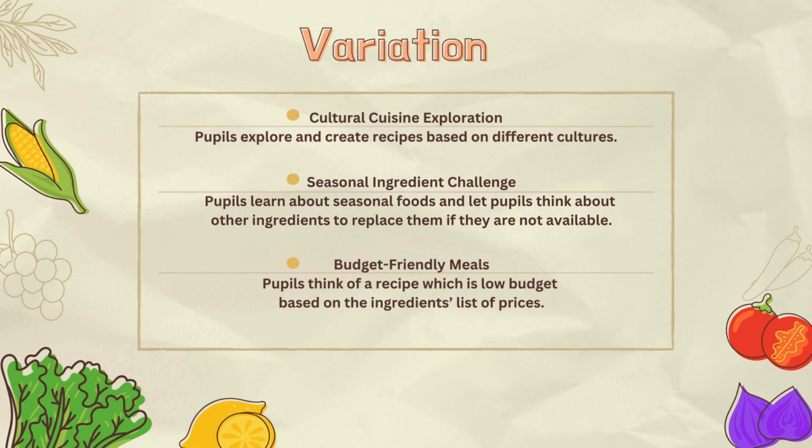This activity will promote pupils' thinking skill as pupils have to analyze and synthesize the ingredients in making that particular cultural cuisine, and also helps promote pupils' social skill. Other than that, this activity can be adapted into a seasonal ingredients challenge. By introducing seasonal ingredients or food, pupils will learn about seasonal food and think about other ingredients to replace them if they are not available. This activity will help promote pupils' critical thinking and prepare pupils to be quick problem solvers for the future.